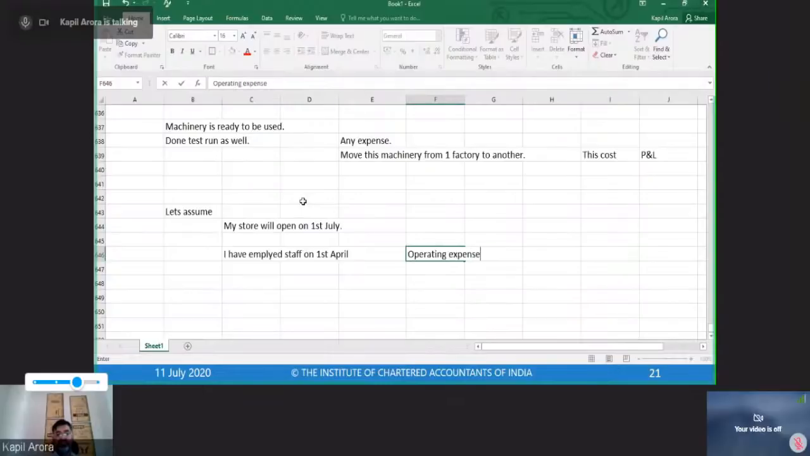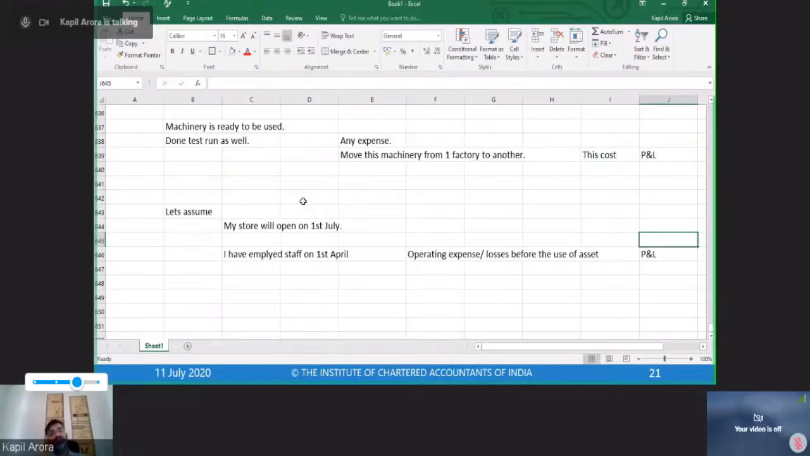expenses or losses of operating expenses or losses before the use of the asset will also not be added in the value of asset. This will go to profit and loss account. Why we are doing that? Because these are related to my operations. These are not adding in the value of asset, or these are not contributing in the development of the asset.